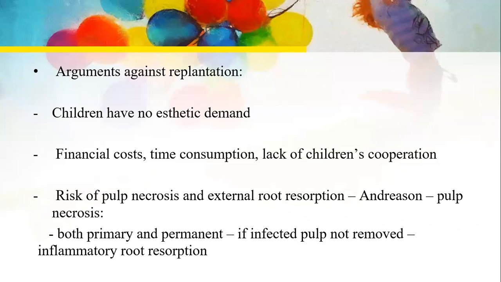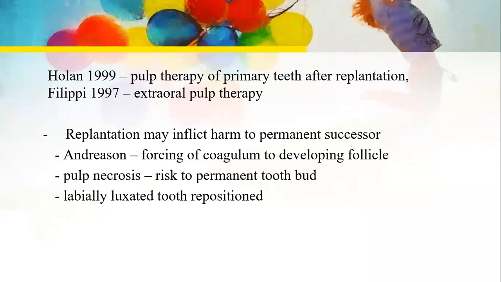And the financial costs, time consumption, lack of children's cooperation, risk of pulp necrosis and external root resorption, in both primary and permanent teeth. If infected pulp is not removed, inflammatory resorption will definitely happen. All these considerations have led to not reimplanting the primary tooth in the socket once it gets avulsed.